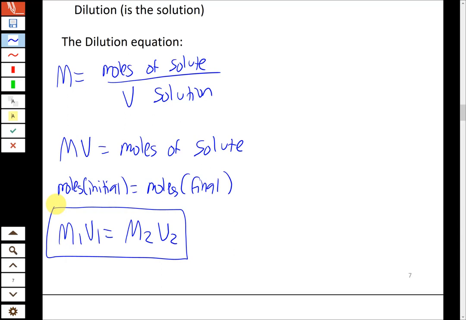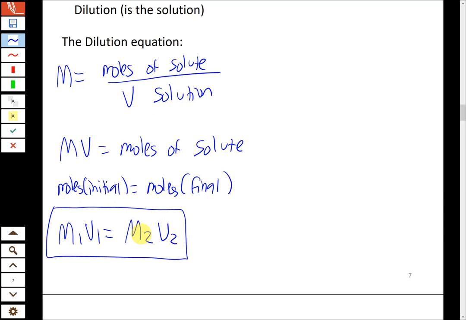Yes? The volume does change, so V1 and V2 are different. It's the moles that don't change. So the moles of solute stays the same before and after, which is why we can set those two products equal to each other, because moles is equal to molarity times volume. On each side of the equation, if you define M1 as the more concentrated solution, M1 is going to be bigger, V1 is going to be smaller. On this side, M2 is going to be smaller, V2 is going to be bigger than the original. Okay? So that's how the equation is set up, and it's pretty simple to use.